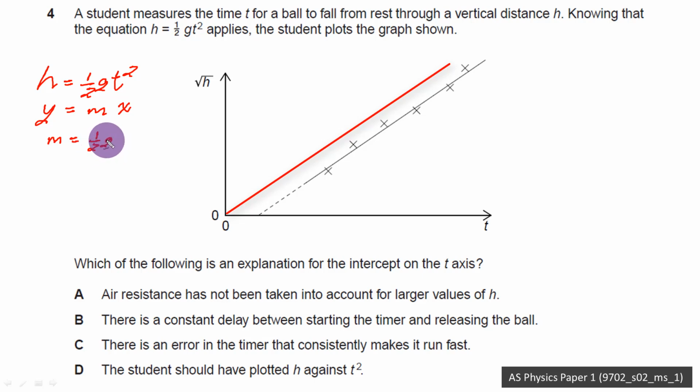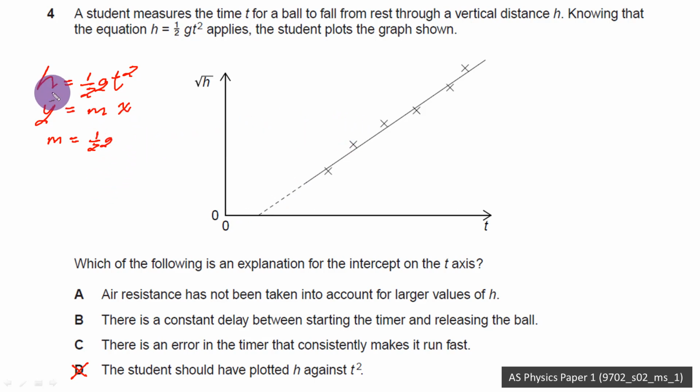So we can plot a graph of h against t squared, and we'll still get a straight line through the origin. That is why option D is wrong. The student should have plotted h against t squared. Plotting h against t squared would not have changed the nature of this graph. It would simply be a straight line through the origin.